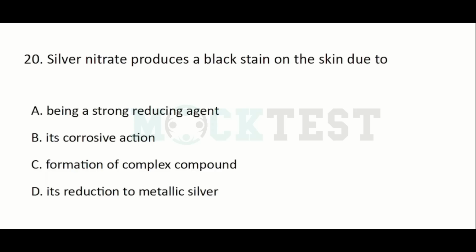Silver nitrate produces a black stain on the skin due to option A, being a strong reducing agent, option B, its corrosive action, option C, formation of complex compound, option D, its reduction to metallic silver. The answer is option D, its reduction to metallic silver.